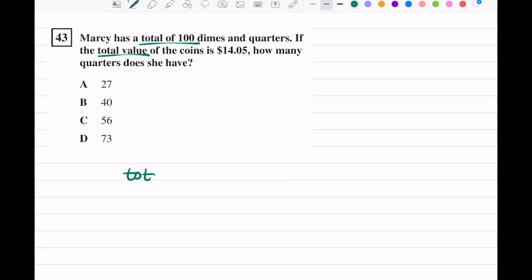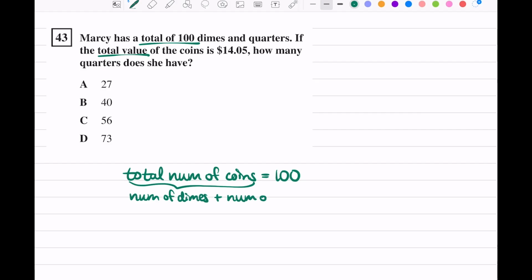The total number of coins is 100. And this total number is made up of the number of dimes plus the number of quarters. Okay, now let's think about the total value of the coins. They tell us that the total value of the coins is $14.05.